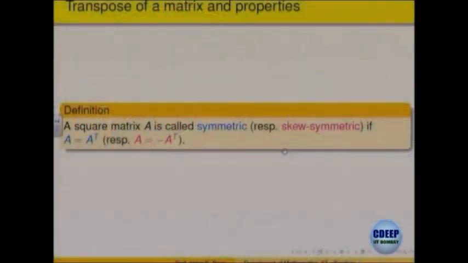So, we looked at what is defined as the transpose. So, we will call a matrix symmetric if A is equal to A transpose, if the interchange of rows and columns does not change the matrix, right, and we will call it anti-symmetric, or normally called skew symmetric, if it is minus of the A transpose.